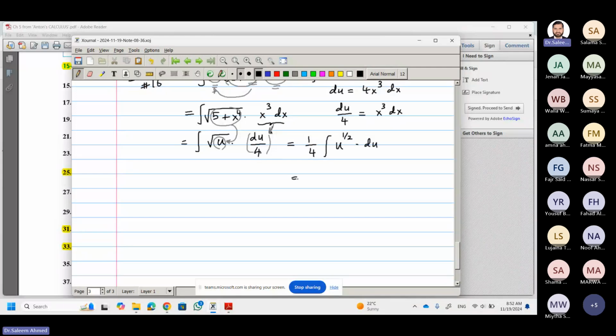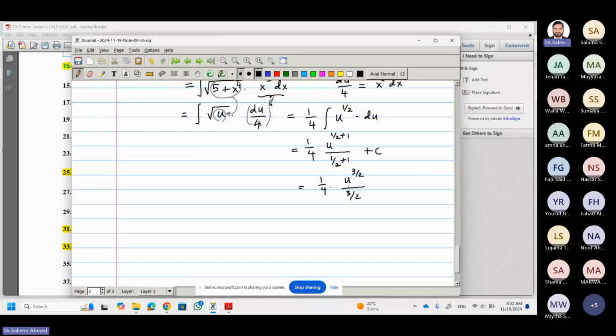Square root of u means u to the power 1 by 2. So 1 by 2 means u to the power 1 by 2 plus 1 over 1 by 2 plus 1, plus a constant of integration. So that becomes 3 by 2, so u to the power 3 by 2. You can directly write 3 by 2 if you know 1 plus 1 half is 3 by 2. And here 2 can be cancelled with this 2. So I got 1 over 6.